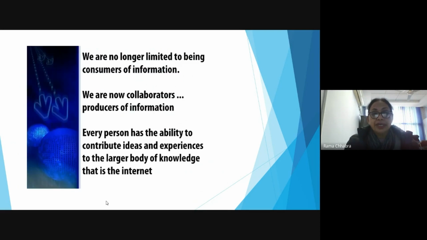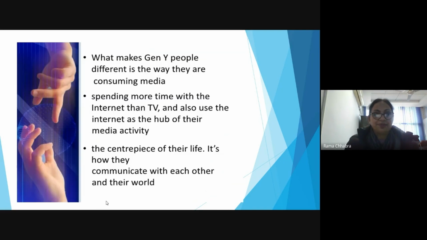Because now we are no longer limited to being consumers of information. We are not only consuming the information, now we are all collaborators, the producers of information, because every person has the ability, has the talent to contribute ideas and experiences to the larger body of knowledge that is the internet.